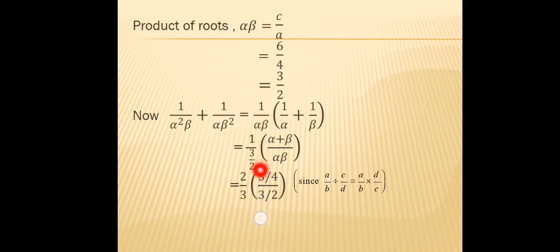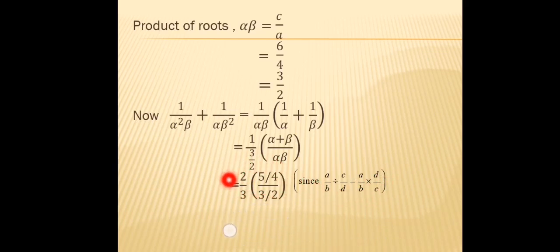Now 1 divided by 3 by 2 becomes 2 by 3 by using the identity, that is, if a by b divided by c by d is equal to a by b multiplied by d by c, this sign of division can be converted into sign of multiplication if we reciprocate the fraction right after the division sign. So in place of a by b we just have 1, and in place of c by d we have 3 by 2. So 1 divided by 3 by 2 will become 1 multiplied by 2 by 3, and it will become 2 by 3.